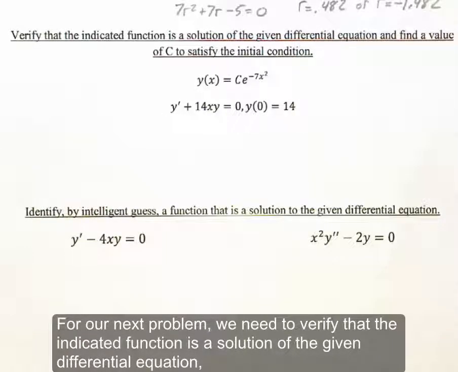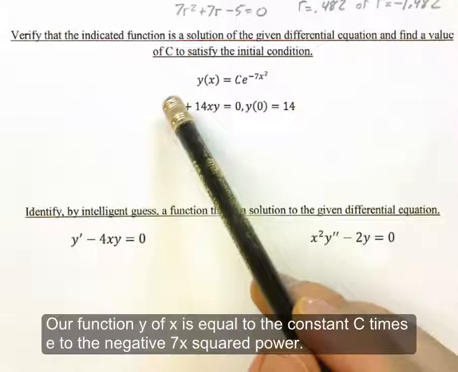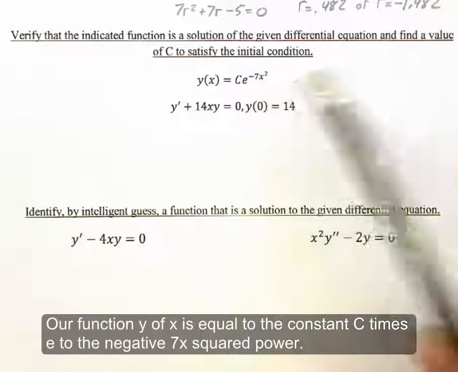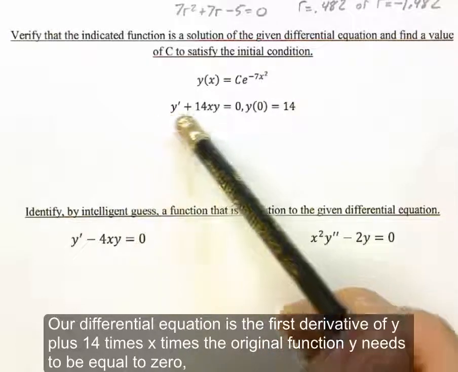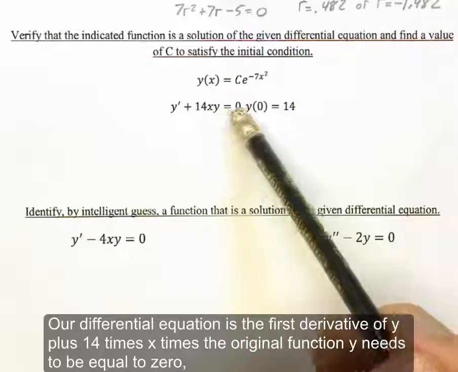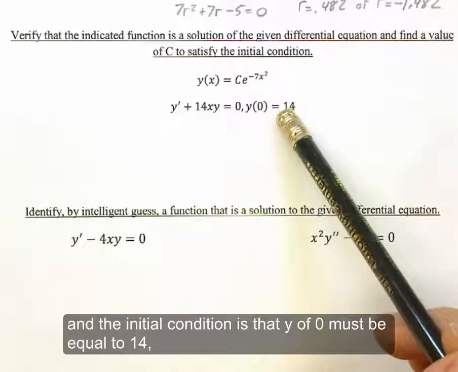For our next problem, we need to verify that the indicated function is a solution of the given differential equation, and also find a value of the constant c to satisfy the given initial conditions. Our function y of x is equal to the constant c times e to the negative 7x squared power. Our differential equation is the first derivative of y plus 14 times x times the original function y needs to be equal to 0, and the initial condition is that y of 0 must be equal to 14.